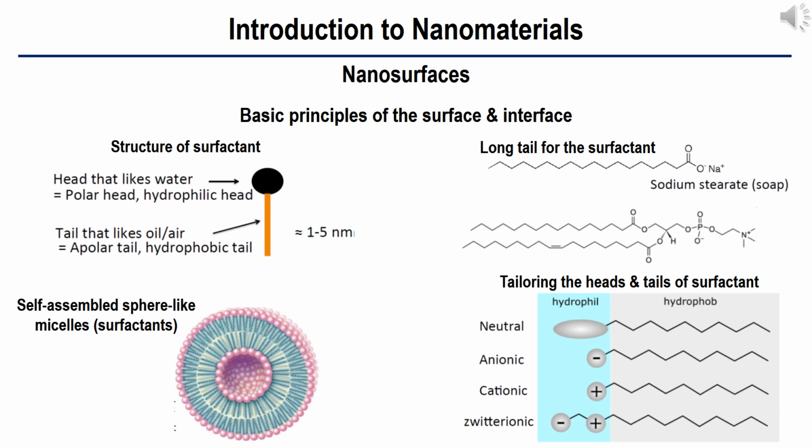In addition, the tail and the head can be chosen to modify the surface of nanoparticles. For example, oleic acids and amines can be used as the surfactants for metallic nanoparticles to control the assembly of the nanoparticles.